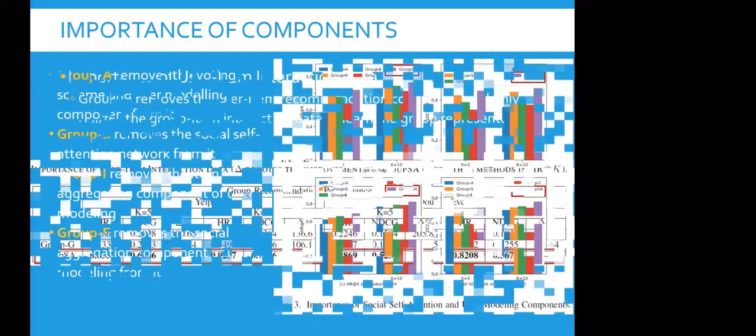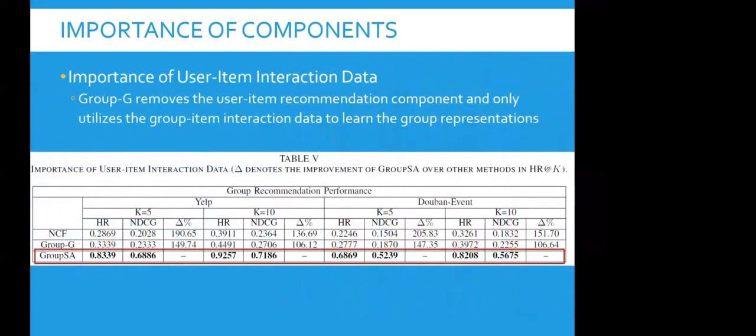To evaluate the effectiveness of the user-item interaction data and the joint training technique, we compare GroupSA with GroupSA-G. From the results, we can observe that GroupSA consistently outperforms GroupSA-G in both datasets. This result demonstrates the importance of training GroupSA with user-item interaction data to address the corresponding sparsity issue.